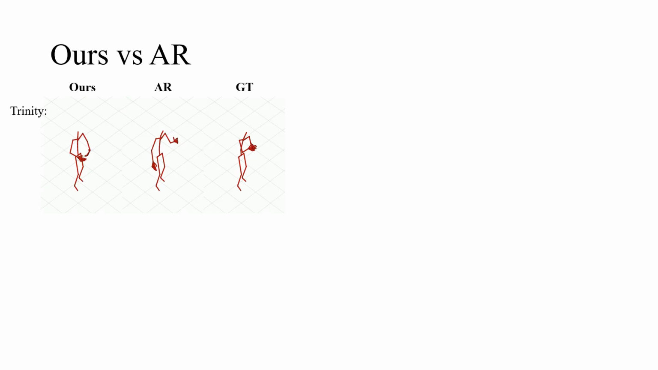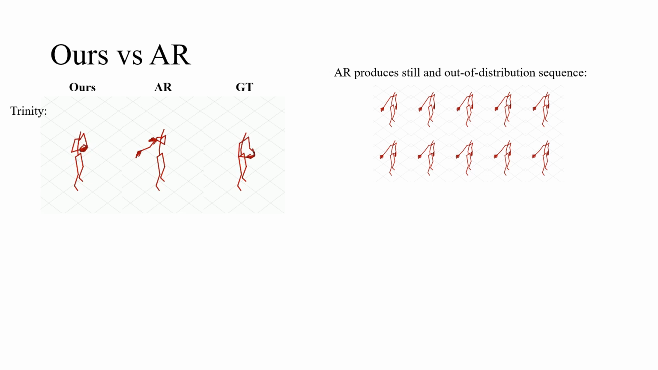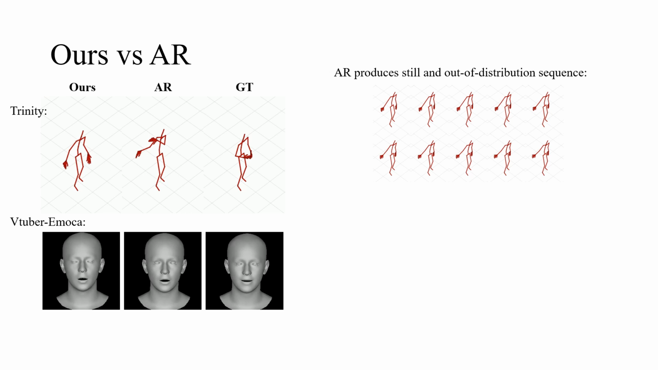We then combine our low-level policy and high-level policy together to generate the end-to-end result and compare the results with these baseline methods. We first compare our algorithm with a vanilla autoregressive model. These three videos correspond to our method, the autoregressive model, and a reference ground truth video from left to right. On the Trinity dataset, it is clear that the autoregressive model produces an out-of-distribution result. This is the result on the VTuber dataset. The autoregressive model produces a periodic pattern.